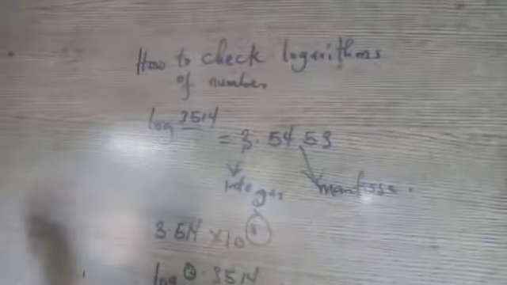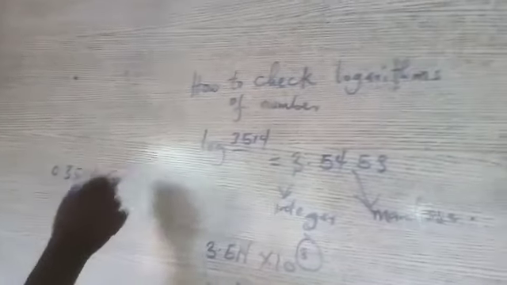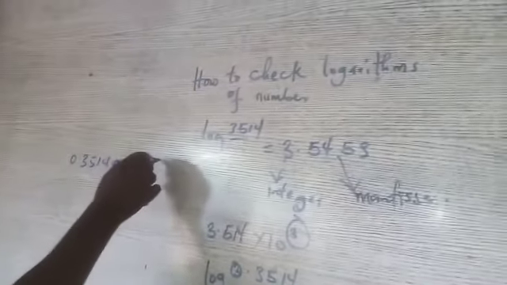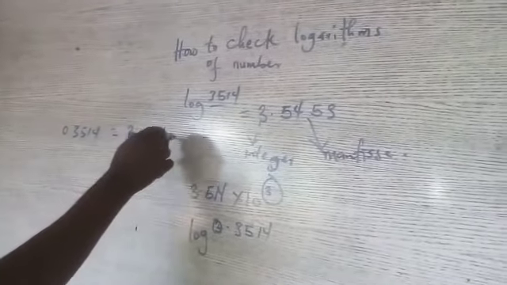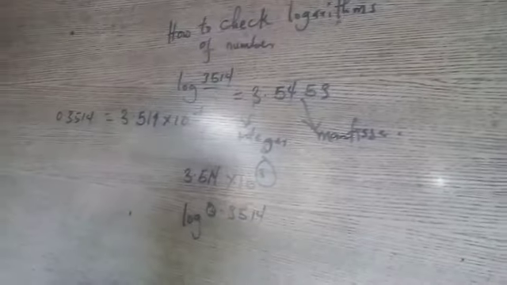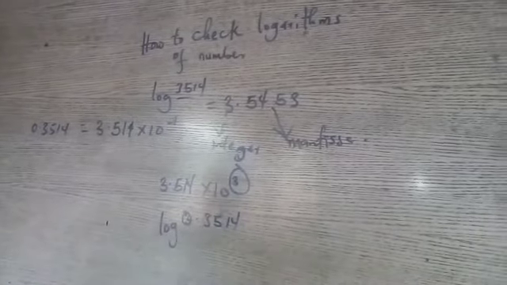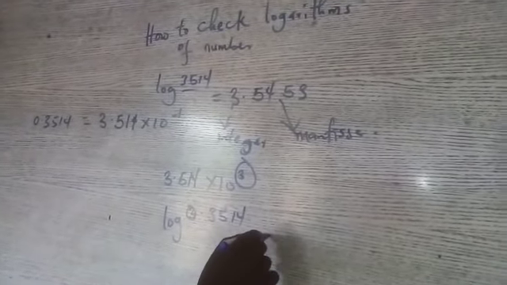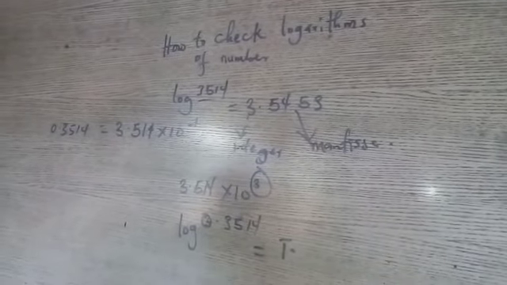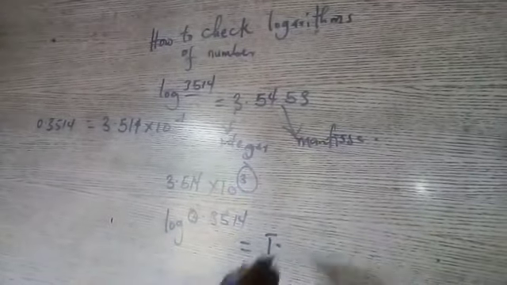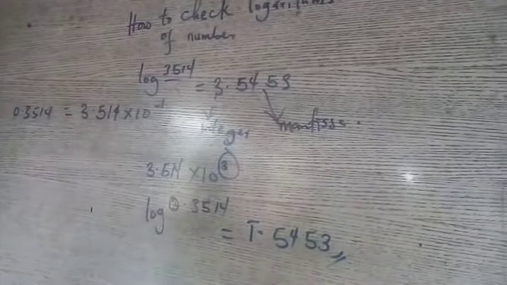For example, 0.3514 will be equal to 3.514 multiplied by 10 raised to the power minus 1. So you can see from here that the power of 10 there is minus 1. That means the integer will be minus 1, and you write it as bar 1. So the mantissa still remains the same. The mantissa will give us 5453. So that is how you obtain that.